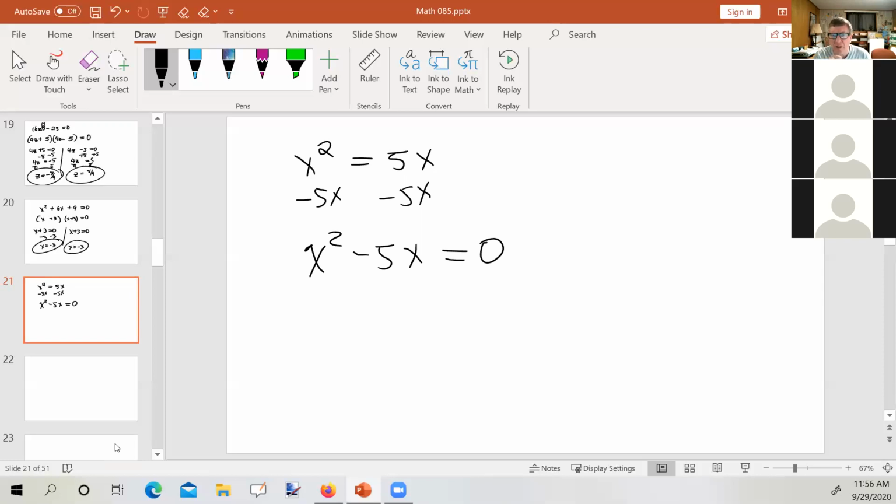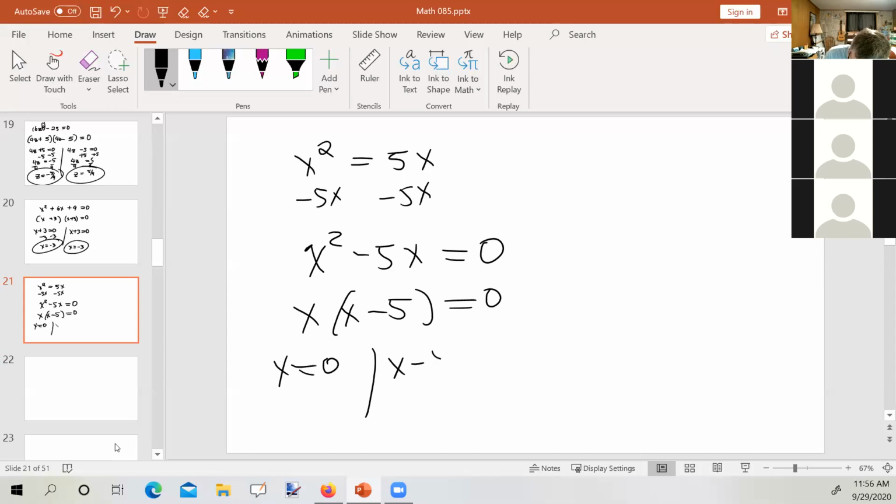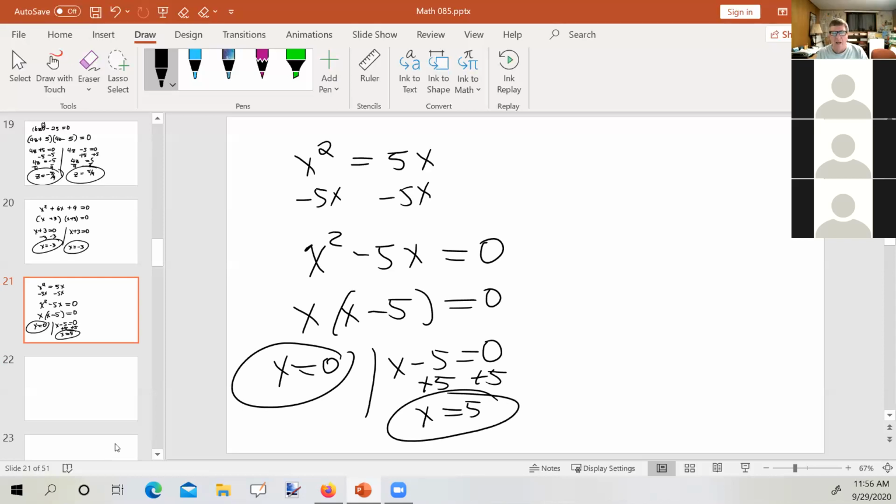But before you do any of that, you need to do what? Take out the greatest common factor. Bingo. Take out the greatest common factor. And then take each factor that contains a variable and set it equal to 0. So we get x equals 0, add 5 to both sides, x equals 5.